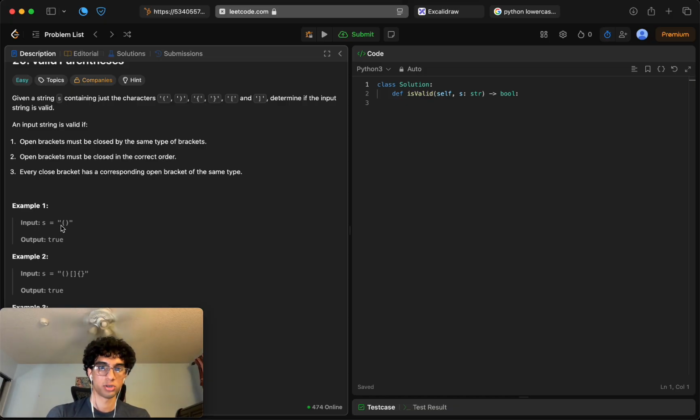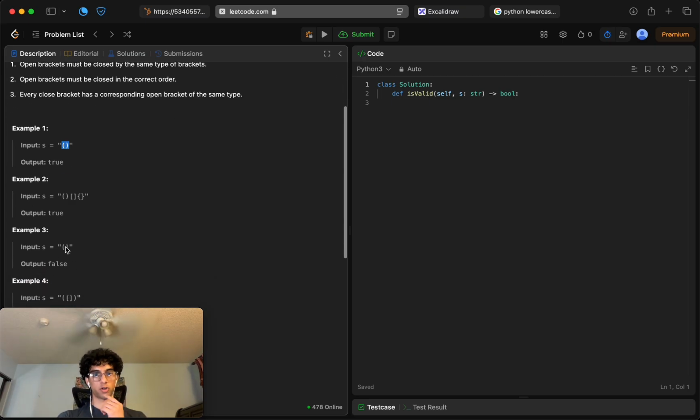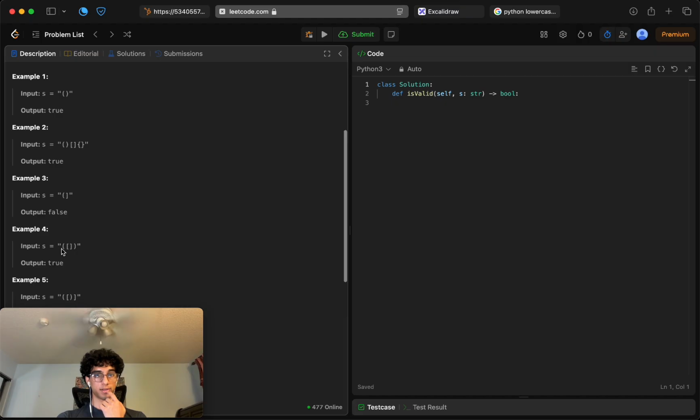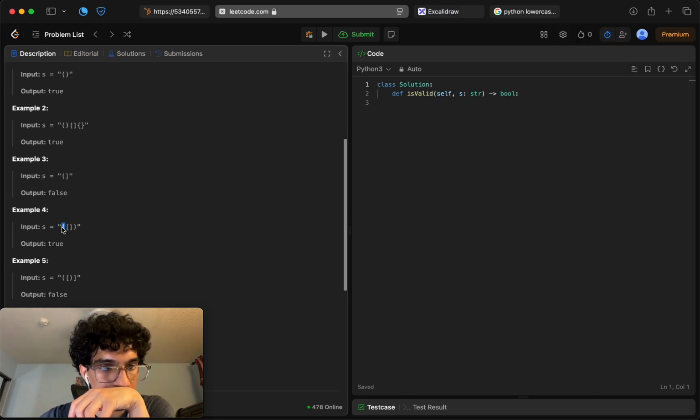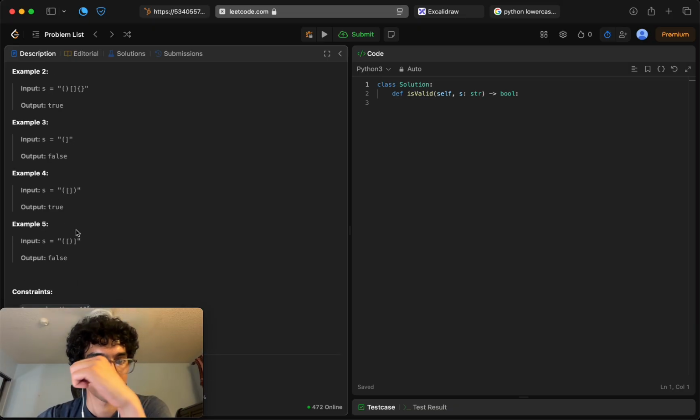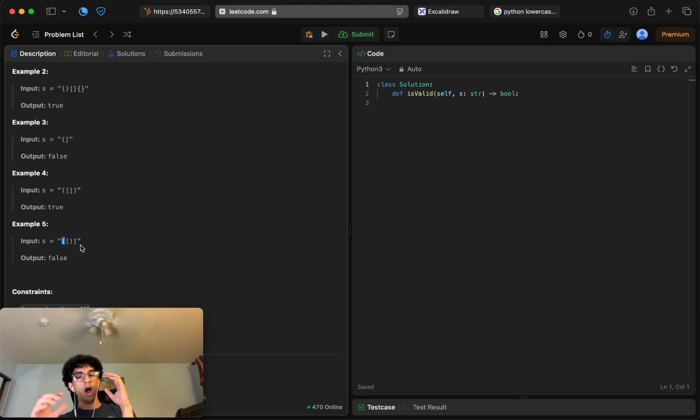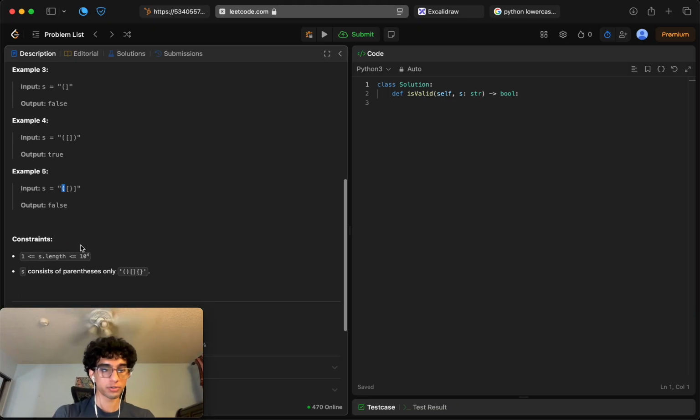So, okay, this one is true because open, close. This is true because open, close, open, close, open, close. It's false because we open and close with different ones. Okay, so that makes this one kind of interesting. We open one, we open another one, and we close that one, and we close the first one. And then this one is wrong because we open one, and you can't close an open one of different types.